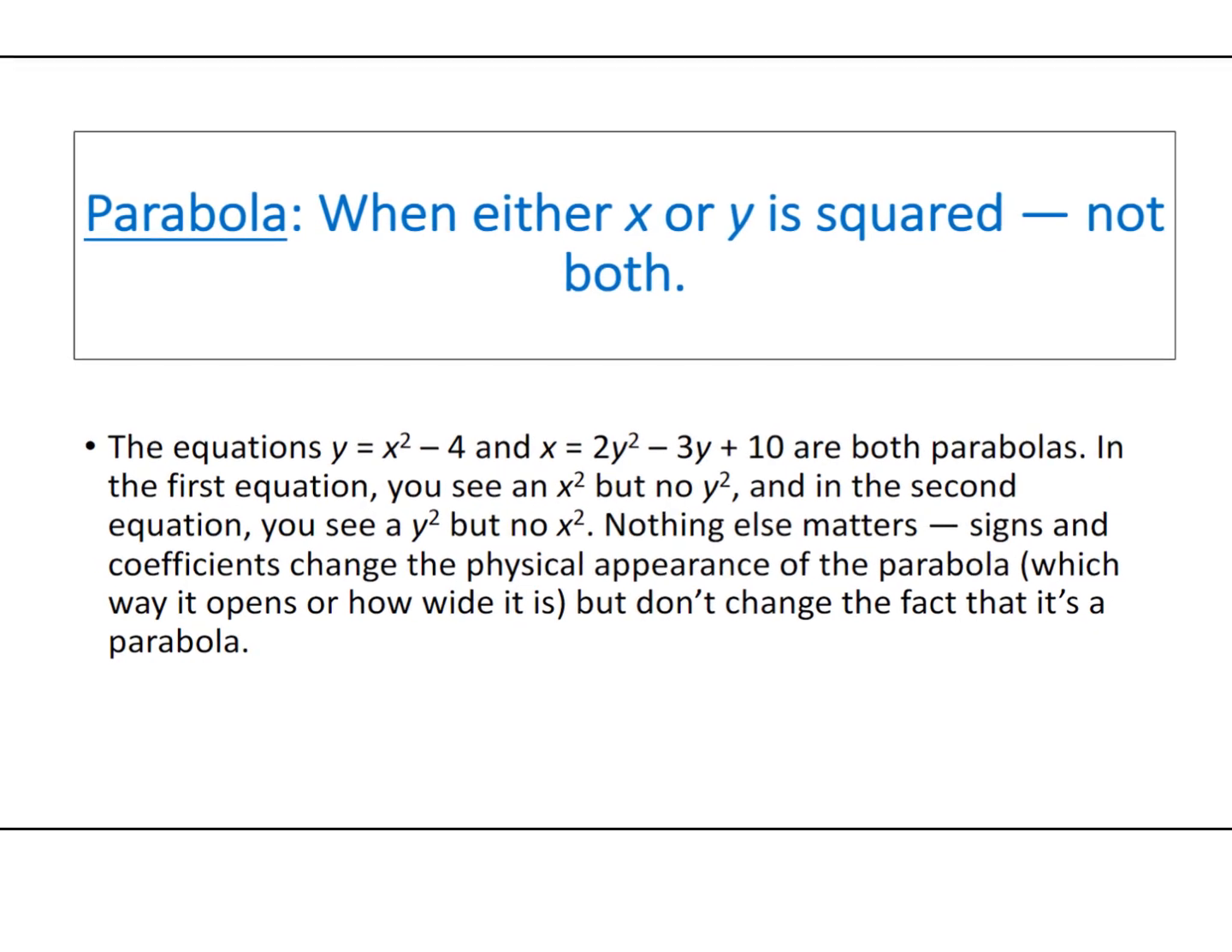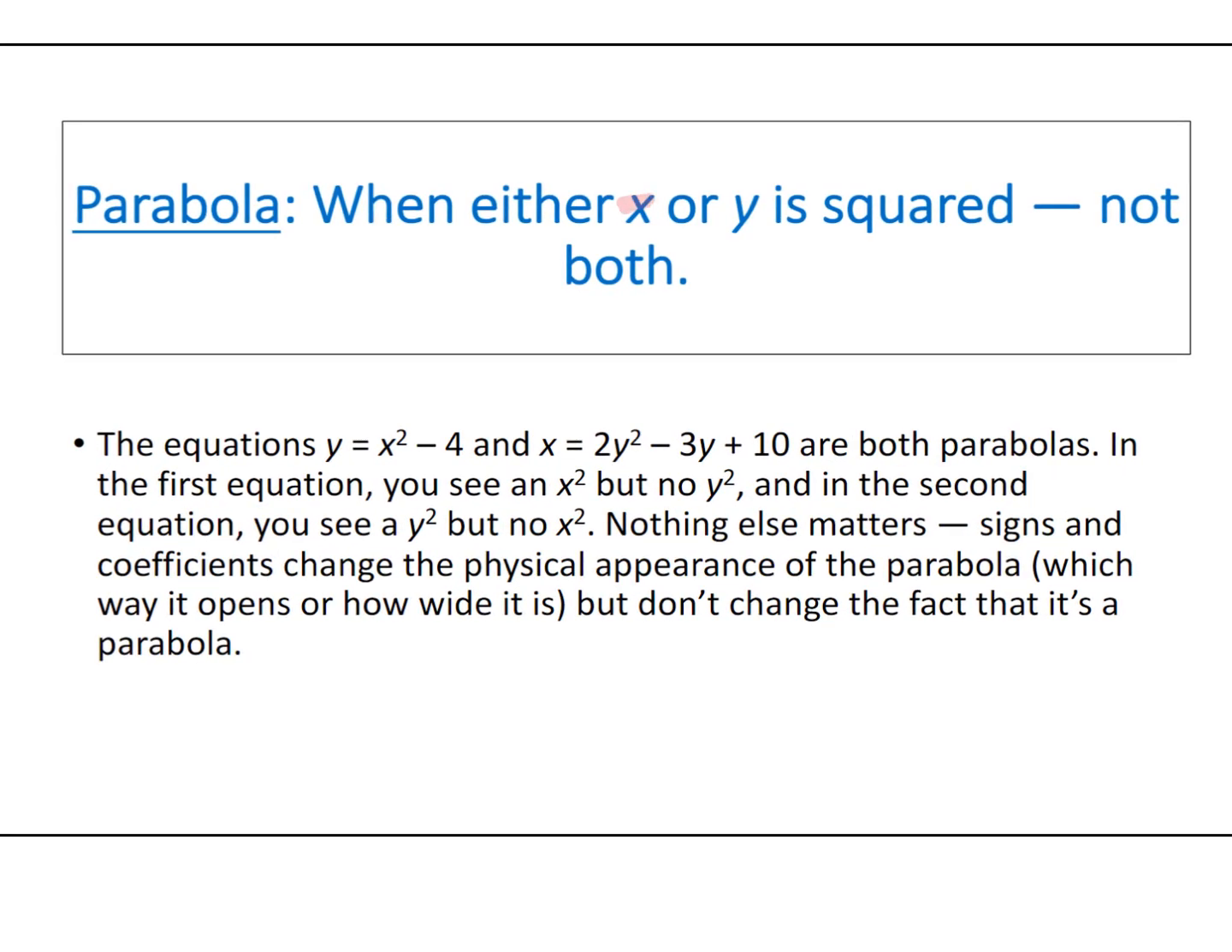How do we know that we are working with a parabola? When either x or y is squared, but not both. So the equations y is equal to x squared minus 4 and x is equal to 2y squared minus 3y plus 10 are both parabolas. In the first equation, you see an x squared but no y squared. And in the second equation, you see a y squared but no x squared. Nothing else matters. Signs and coefficients change the physical appearance of the parabola, which way it opens or how wide it is, but don't change the fact that it's a parabola.